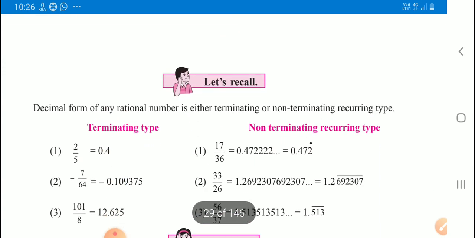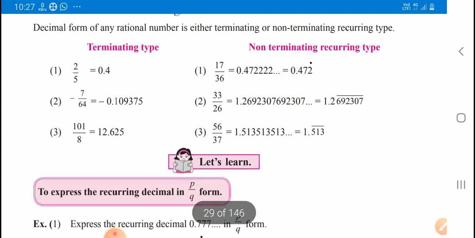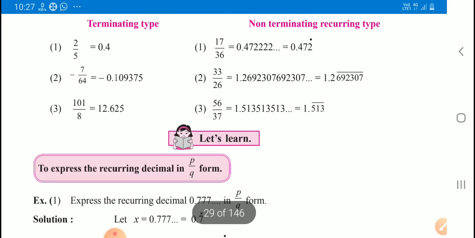Now let us recall. The decimal form of any rational number is either terminating or non-terminating recurring type. Terminating means the process stops, means there you are getting 0 as a remainder. And non-terminating recurring type means the remainder should not be 0. You will get the same numbers or different numbers again and again. So we will see here the examples.